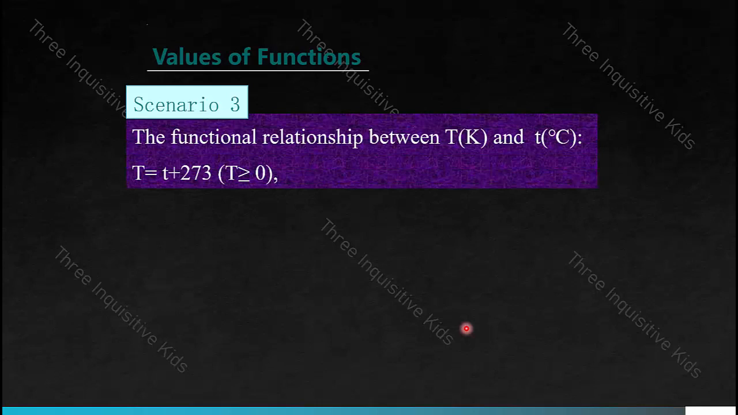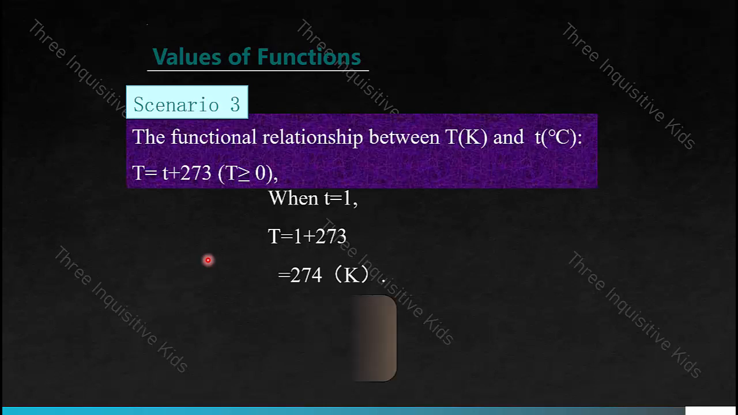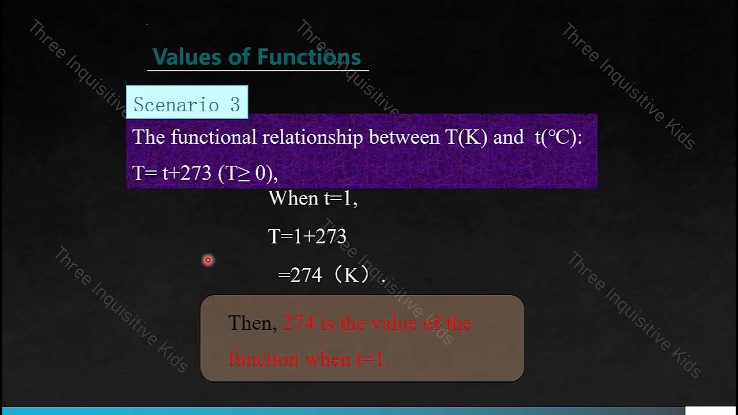Scenario 3, the functional relationship between the uppercase and lowercase t's is the thermodynamic temperature is equal to the temperature in Celsius plus 273. In parentheses, you also have to write the value range of the thermodynamic temperature, the independent variable. So that would be T is greater than or equal to 0. So when t is equal to 1, the thermodynamic temperature would be 1 plus 273, or 274. Then 274 would be the value of the function when t is equal to 1.